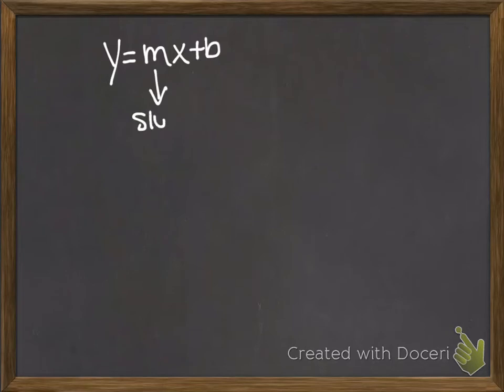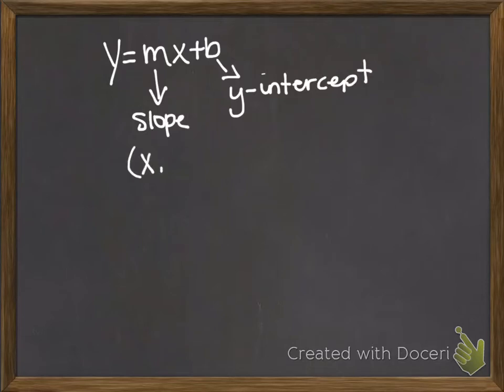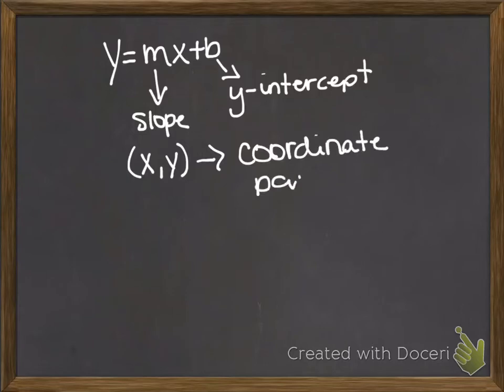If you remember, we talked in class that m stood for slope, b stood for the y-intercept, and x and y stand for any coordinate point or pair on that line. Now remember that lines are infinite, so there are many different points on that line. We're just going to look at a couple in order to graph those today.